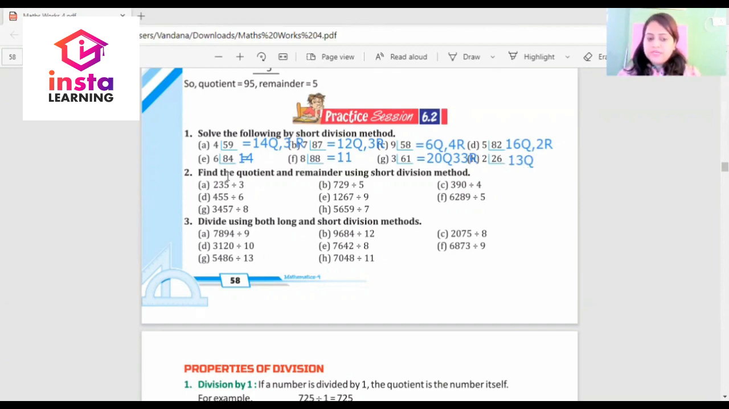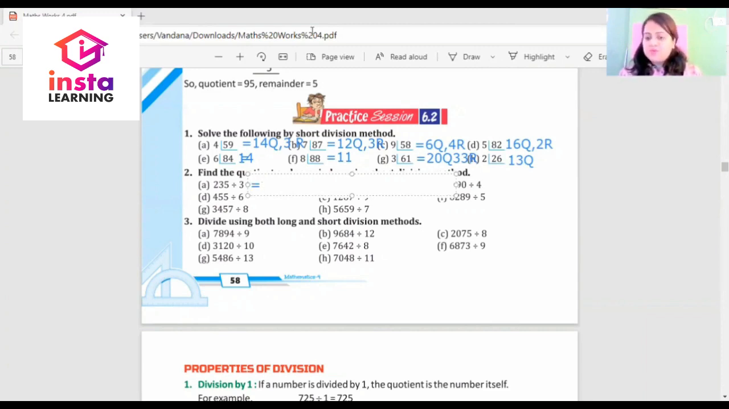Okay, students, got it? Now question number 2, find the quotient and remainder using short division method. In this question, you have to find the quotient and remainder too. So like this first question. Okay, got it? So students, your first question is 235 divided by 3. Put the sign of equal here and write your answer as quotient and remainder.